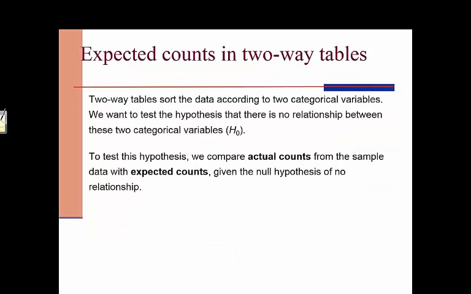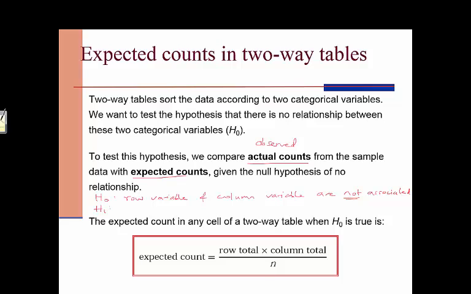Okay, so we do this by comparing the actual counts, which are the observed values, with the expected counts. Where we say H naught is that the row variable and column variable are not associated, and H1 is that the row variable and column variable are associated.